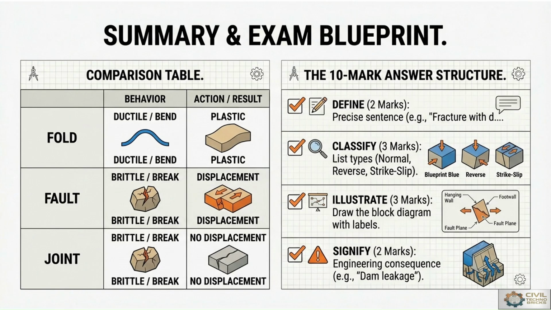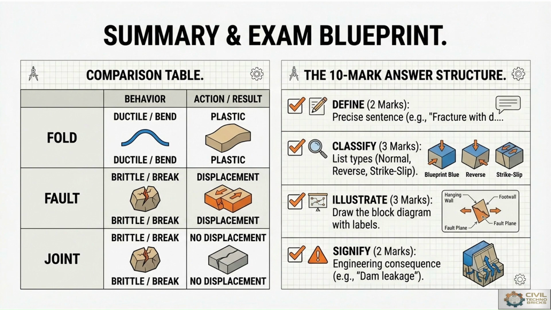From the summary and exam blueprint point of view, structural geological components are the comparative analytical part where we can compare fold, fault and joint on the basis of their behavior, on the basis of the action of the forces acting on them, or we can say the deformation which will occur after the forces act on them. The graphical representation or tabulated format explains the behavior of fold, which shows a ductile or bending nature. At the same time, the action will be plastic, and the result will be a deformation in the rock.